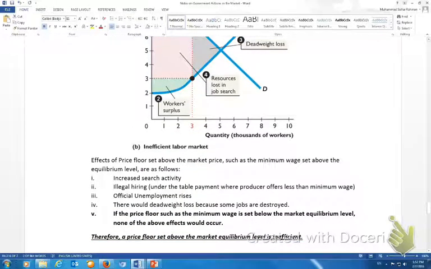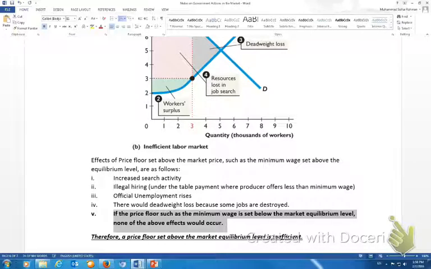In case of a price floor such as the minimum wage, we have found that it increases search activities. It leads to illegal hiring under the table, where the employer offers a lower wage, but it raises the official unemployment rate. So whenever the official unemployment rate increases, it means that some of the resources of the economy are not utilized properly. As a result, there is deadweight loss. So if a price floor such as the minimum wage law is set above the market equilibrium wage, it is going to cause all these negative effects.